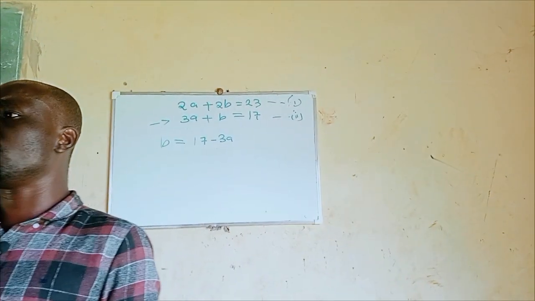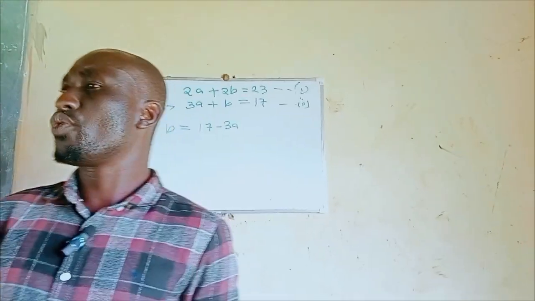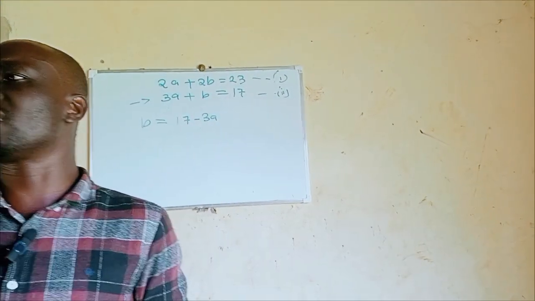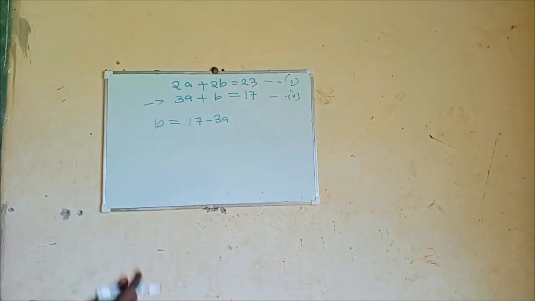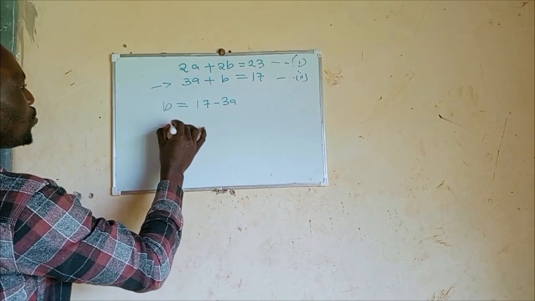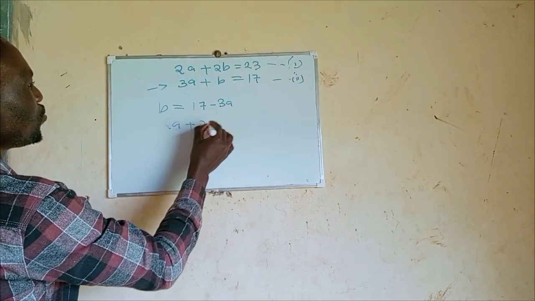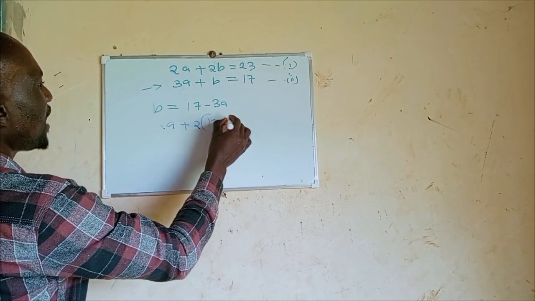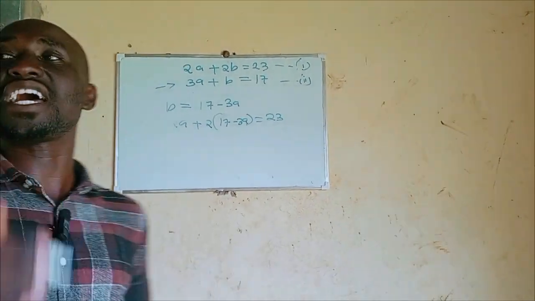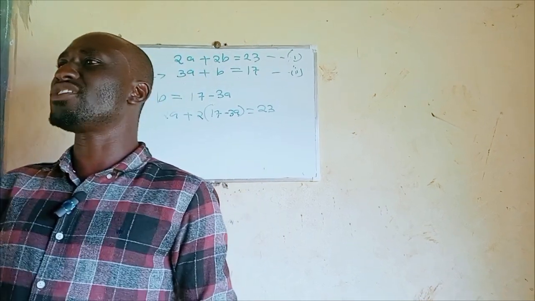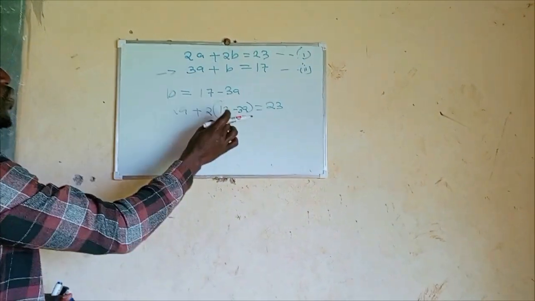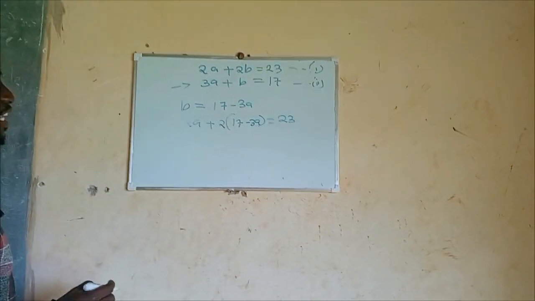Of course, you must have noticed that we don't substitute in the same equation in which we have made one unknown the subject of the formula. Therefore, we will use the other equation that is remaining. That will be 2A plus 2 into (17 minus 3A) is equal to 23. To substitute is to put the value of the known in the place of the unknown. So it's like we are removing the B here, and instead replacing it with 17 minus 3A.